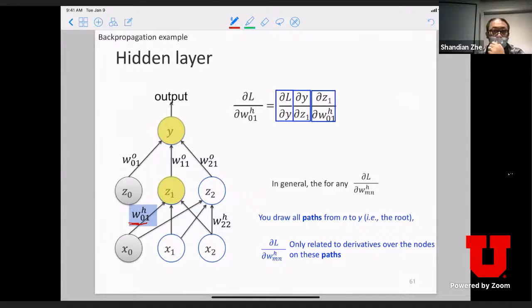Just look at the edge where W01H stays; the target node is Z1, right? You just look at all the paths from Z1 to the output neuron Y. How many paths do you have? Just one, marked here in yellow. So you just compute partial derivatives along the path. At the output neuron, you calculate partial loss with respect to partial Y, then partial Y over partial Z1, and then partial Z1 over partial W01H, right?